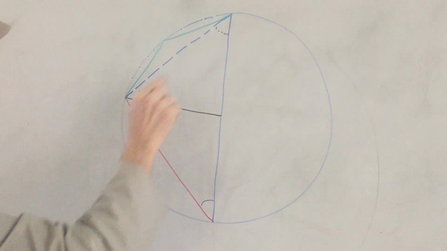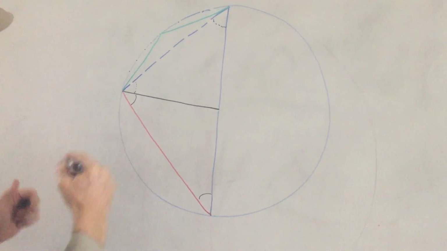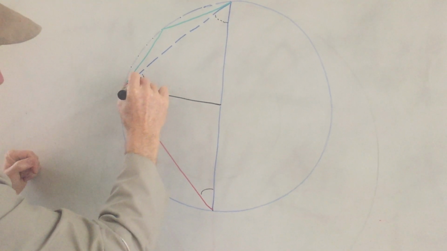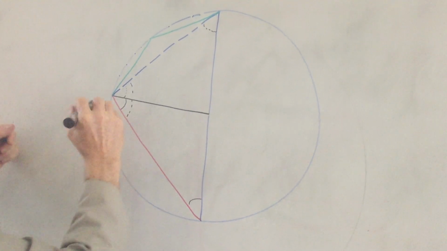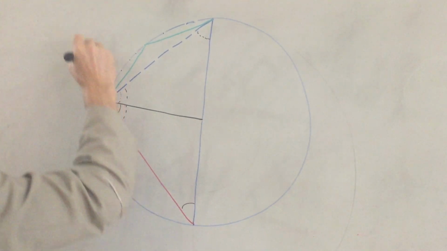Therefore, this plus this is equal to this plus this. Okay? So this whole angle is equal to these two angles. Great. I'm going to do a little trick here, say. I'm going to extend this red line.